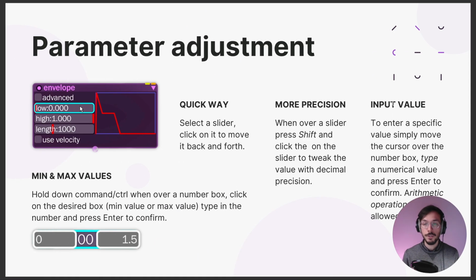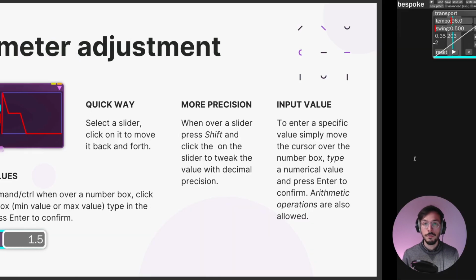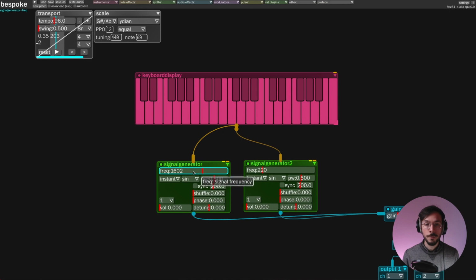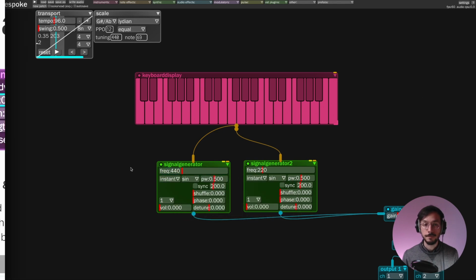And finally, you can enter a specific value by typing the numbers inside the number box. You simply need to move over the number box, in my example frequency, and you type the frequency you want as an input, and finally you press enter. And here we have our selected frequency.